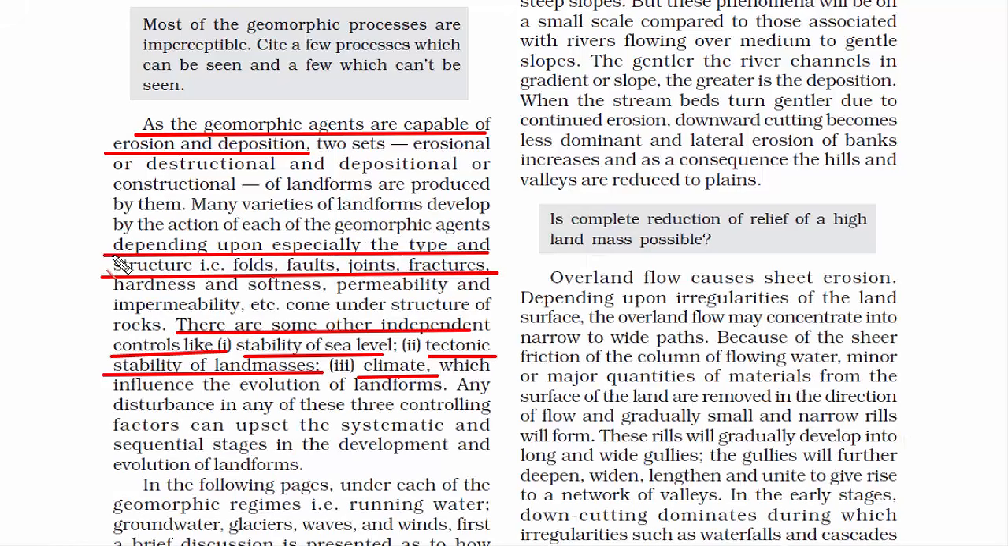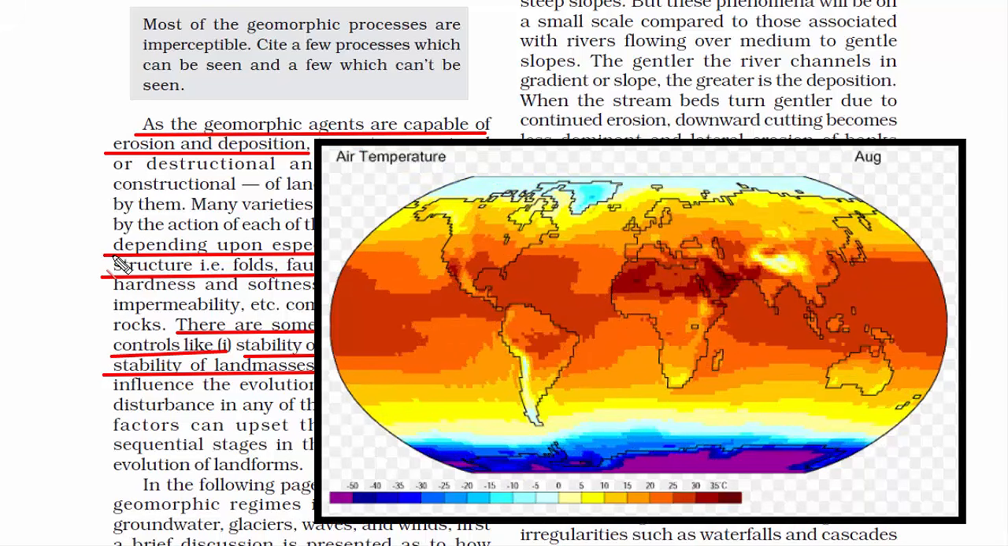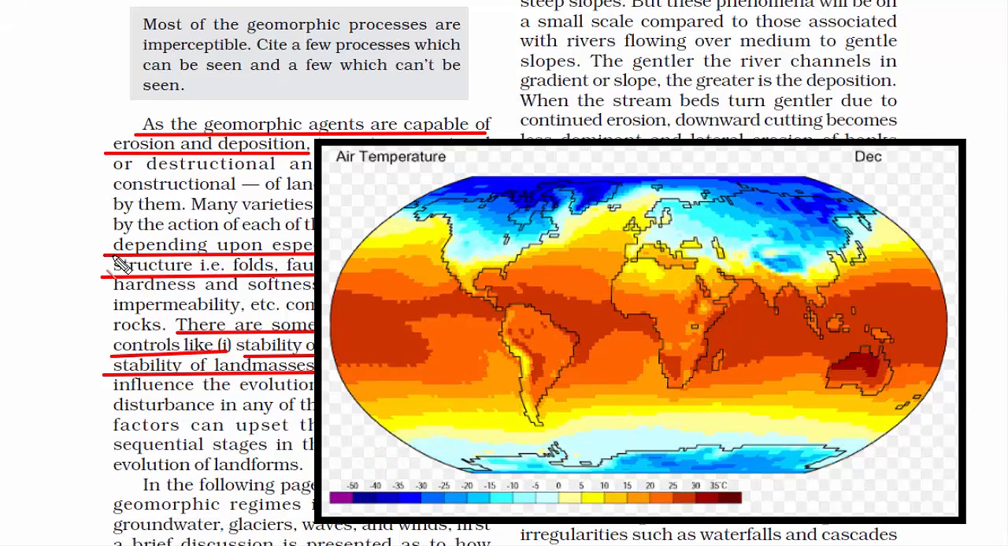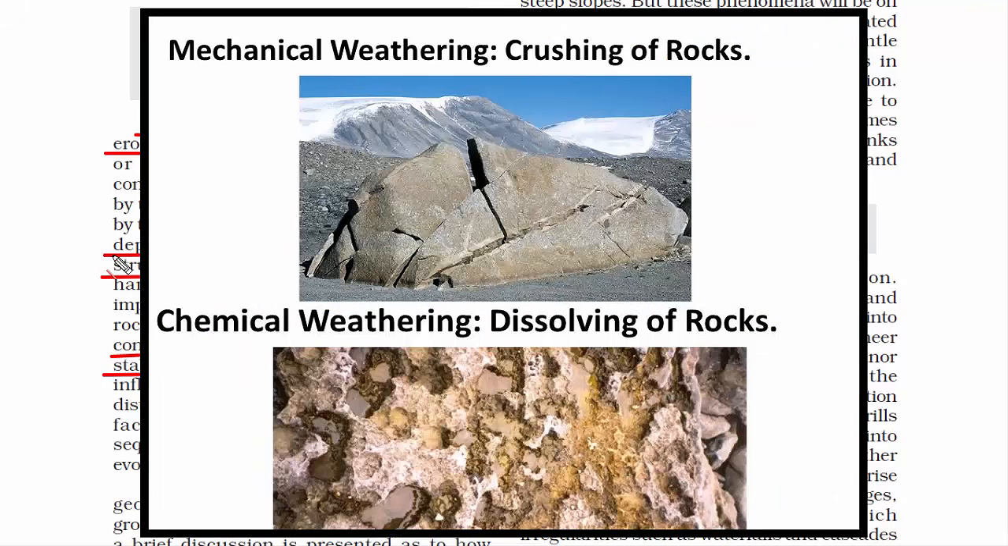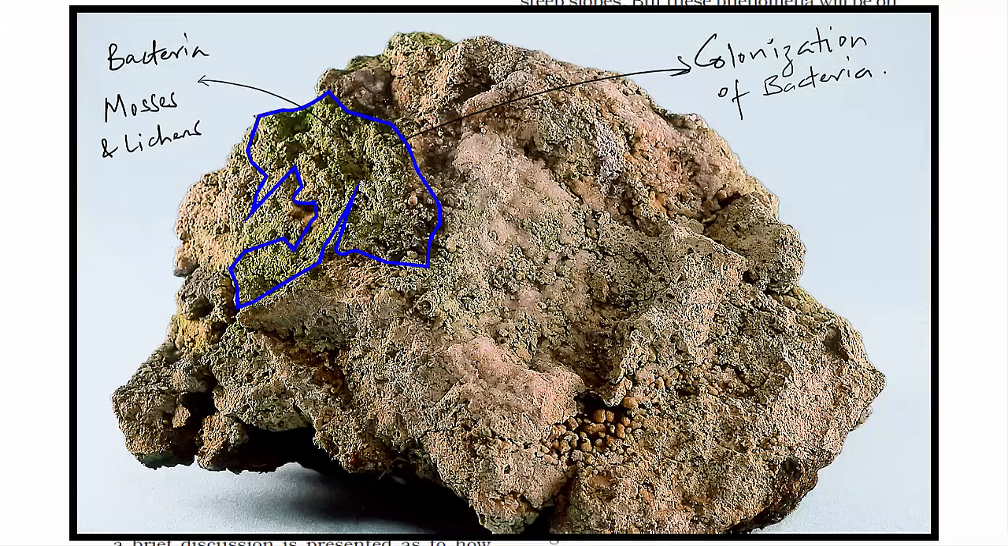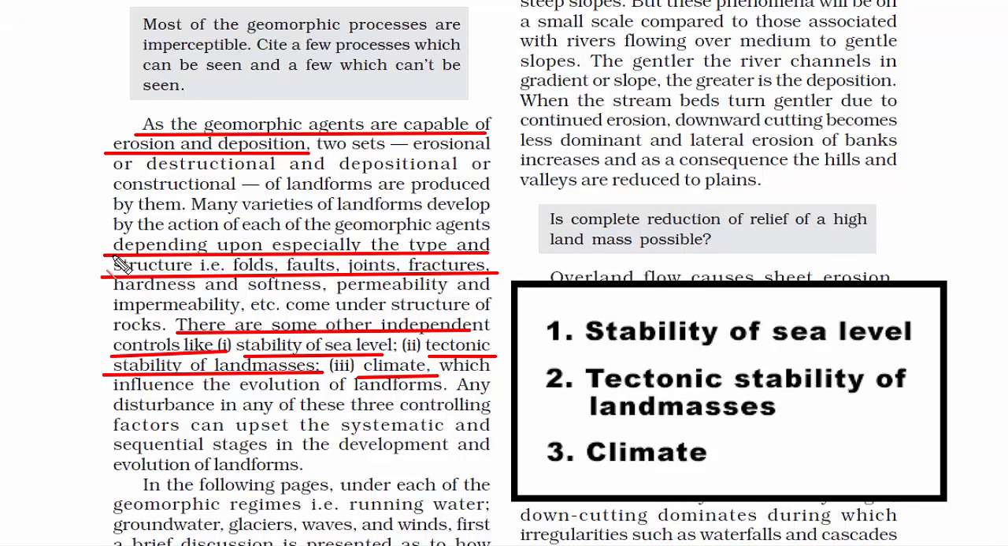And we also know that climate is not the same everywhere. Temperature drops as we go away from the equator. With differences in temperature, Earth material goes through intense chemical as well as physical changes. Rocks break down due to constant heating and cooling conditions. Then organisms like mosses and lichens cause chemical reactions, and even that breaks down a rock. And this is all possible due to climate, and that's how climate influences the evolution of landforms. So this is how these three independent controlling factors can upset the systematic and sequential stages in the development of evolution of landforms.